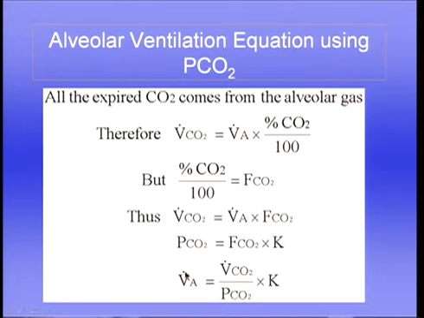In other words, if we double the alveolar ventilation, the PCO2 is halved. If we halve the alveolar ventilation, the PCO2 is doubled. And this alveolar ventilation equation, as it's called, is an extremely important equation, and we're going to be using it extensively in our later work.